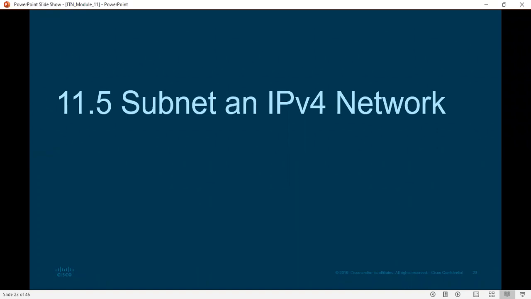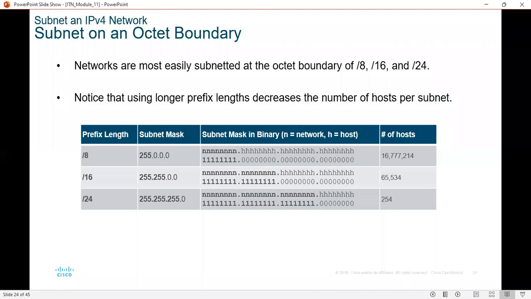So, subnetting in IP version 4. How do we go about it? Networks are mostly easily subnetted at the octet boundary of 8, 16, and 24, which you are familiar with. If I say an IP address /8, you know the first 255 is gone, but you can go beyond that. Notice that using longer prefix lengths decreases the number of hosts per subnet. Kindly take note of this.